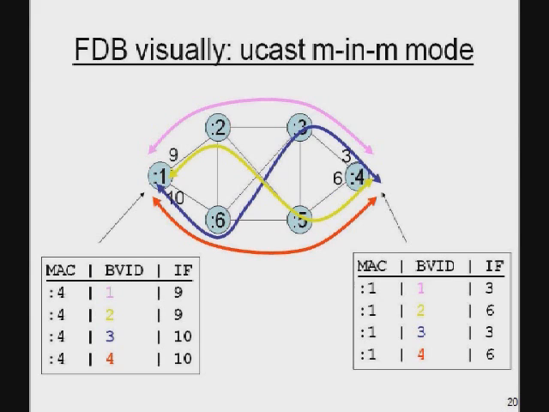The leftmost node 1 has 4 entries for the MAC on the right, 4, and you can see the different BVIDs that have been used, 1, 2, 3, and 4, going to the appropriate outgoing interfaces, in this case 9 and 9 and 10 and 10. And then, of course, the reverse symmetric routes from node 4 back to node 1, again choosing the same BVIDs that correspond to the reverse route.